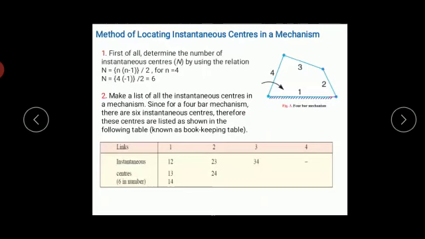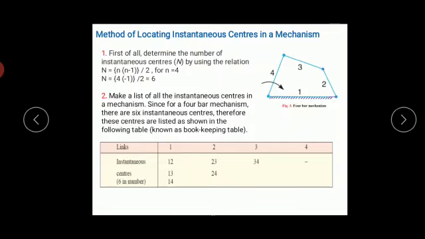Now, in the next case, let us see the method of locating instantaneous centers in a mechanism. So consider a 4-bar mechanism wherein we are having 4 links as shown in the sketch here. Since the number of links is 4, first let us determine the number of instantaneous centers using this formula here, and the number of instantaneous centers turns out to be 6. Whatever the 6 instantaneous centers are, let us make a list in the second step.